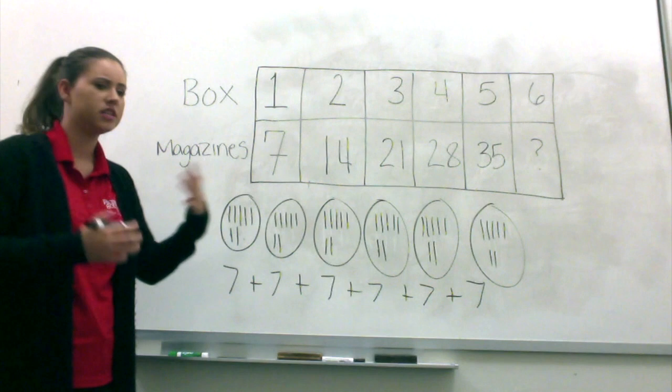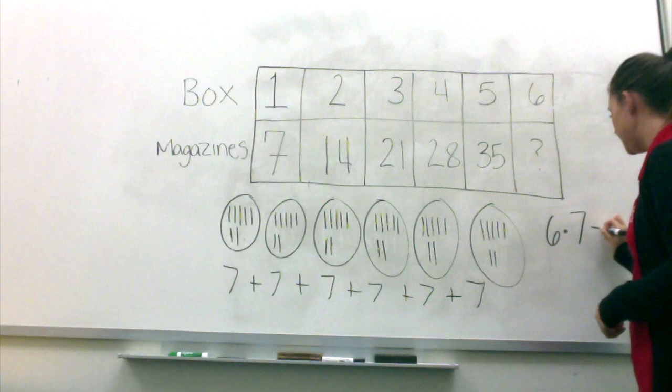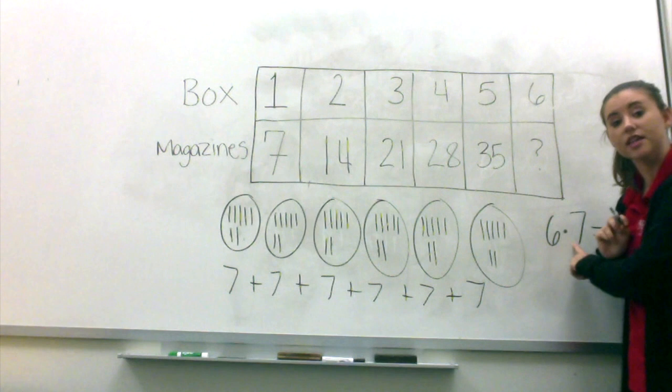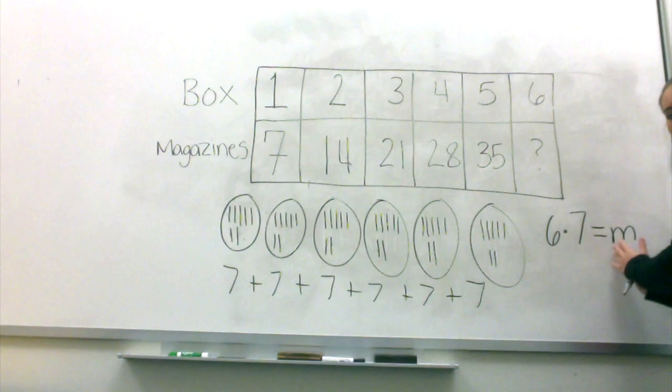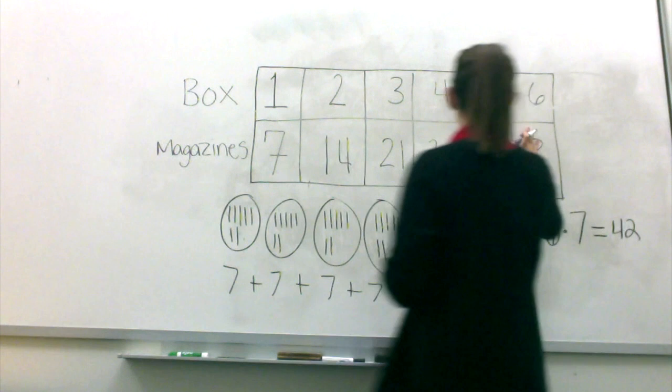I could do 6 times 7 equals the number of magazines. The reason I wrote it this way is because my number of boxes, 6, times the number of magazines in each box, 6 boxes filled with 7 magazines, will equal how many magazines we get, and our answer would be 42. So I'm going to fill in 42. So our number of magazines on our function chart would be 42.